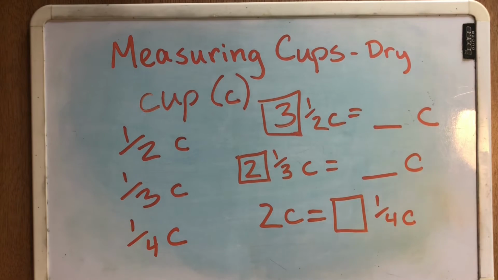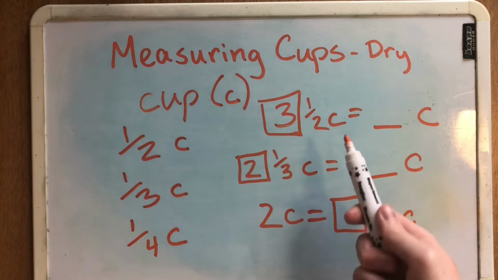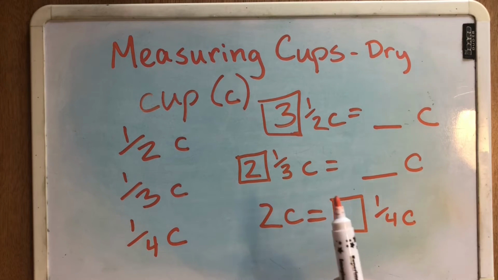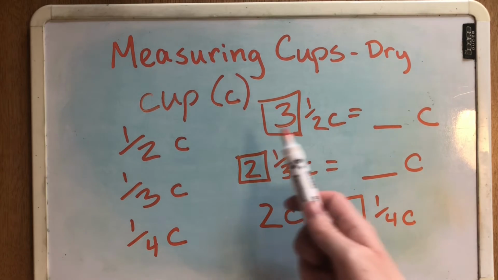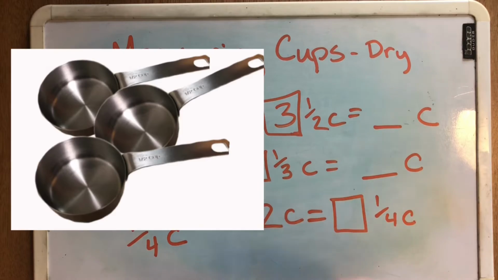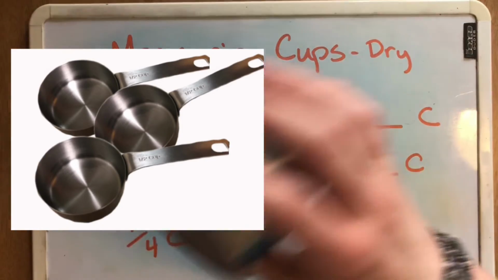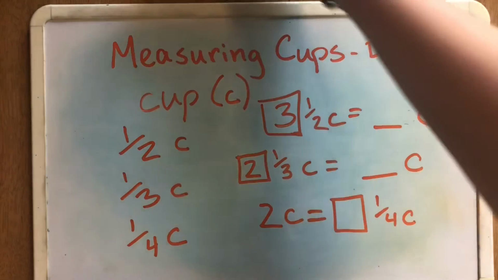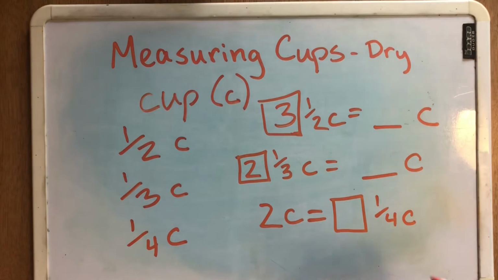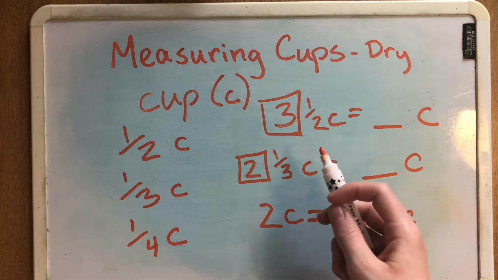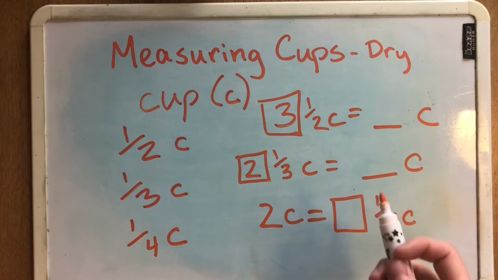Let's do some example problems. So if I had 3 half cups, that's not to be confused with 3.5 cups, but if I had a half cup measurement and I scooped this 3 times, so that's what the boxes mean, 3 half cups would be how many cups?